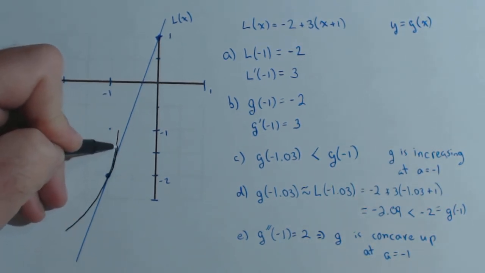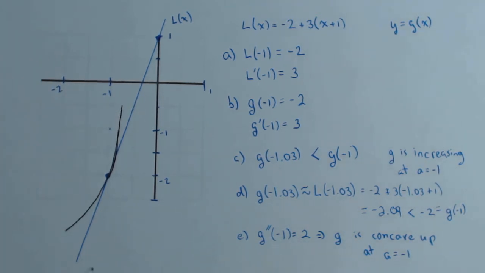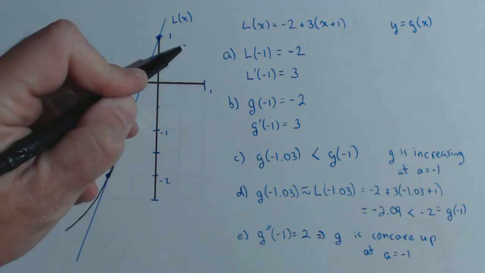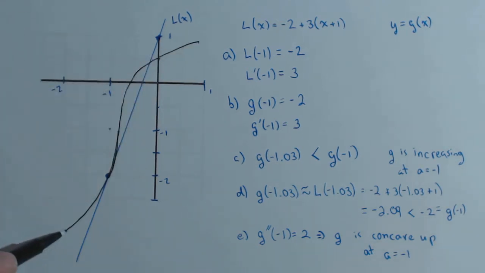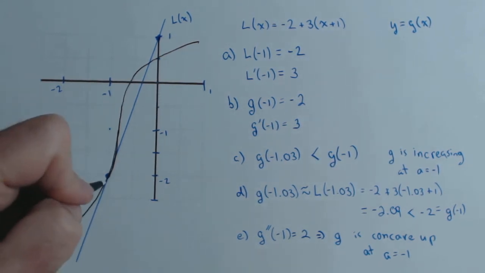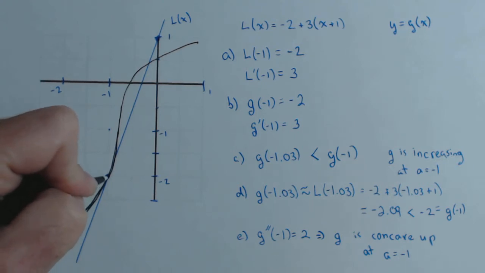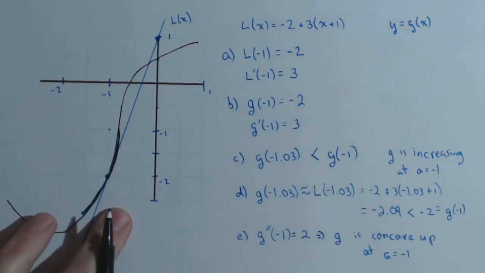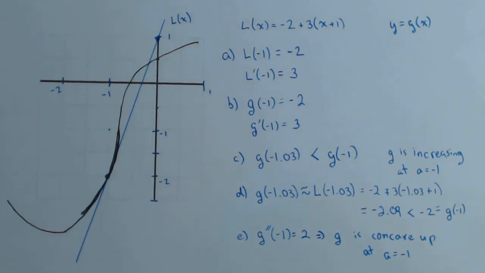Now, because we just did a local linearization, we don't know what else is going on after that. For instance, our graph may come back over and do something like this over here. It may come back up over here. We don't know. We don't have enough information, but we know that around -1, if we were to zoom in on that point, it's going to look something like that, where it sits on top of our tangent line because it's concave up.